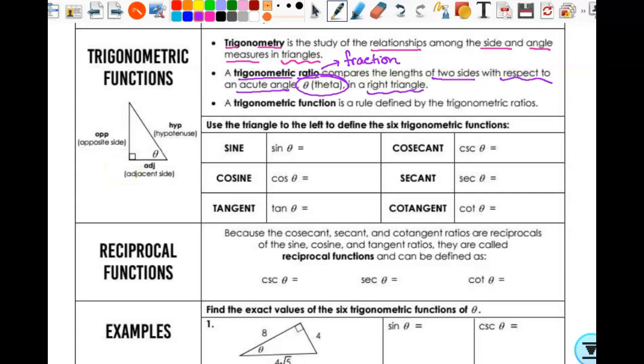Okay, so then we have trigonometric functions. A trigonometric function is a rule defined by trigonometric ratios. So you'll hear me use the words trig ratio and trig function kind of interchangeably. Kind of the same thing, right? So when you did this in geometry, you had a little acronym that helped you set this up correctly. SOHCAHTOA. Look at that. Okay. So SOHCAHTOA. And just knowing it is not enough. You've got to be able to spell it correctly to use it.